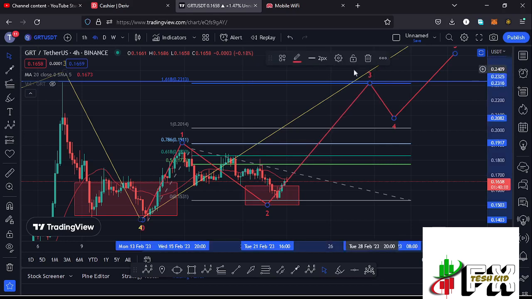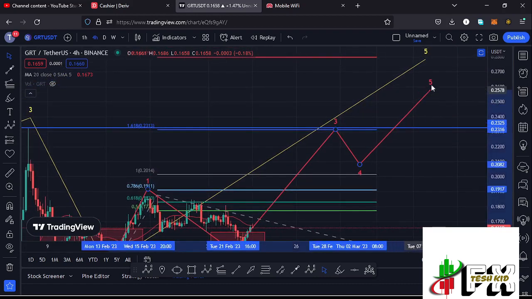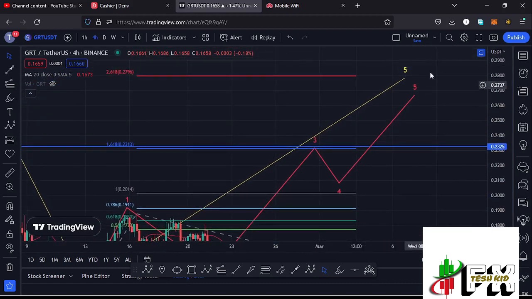And once the high for that wave 3 is in, then we can expect a wave 4 and continue gearing up in the formation of this wave 5 to fully maximize our target areas in the formation of that larger Elliott wave count 5 right there in yellow.